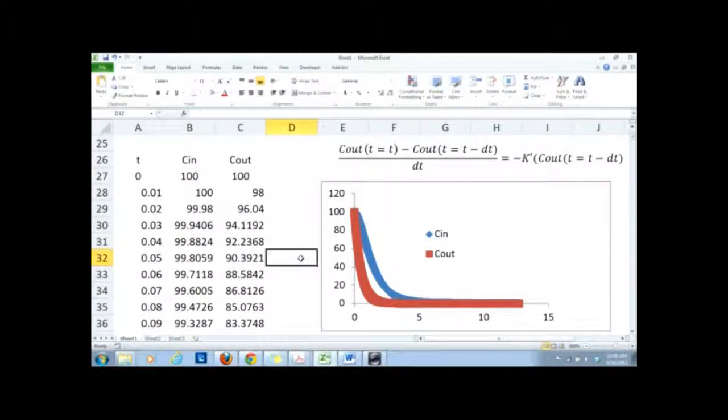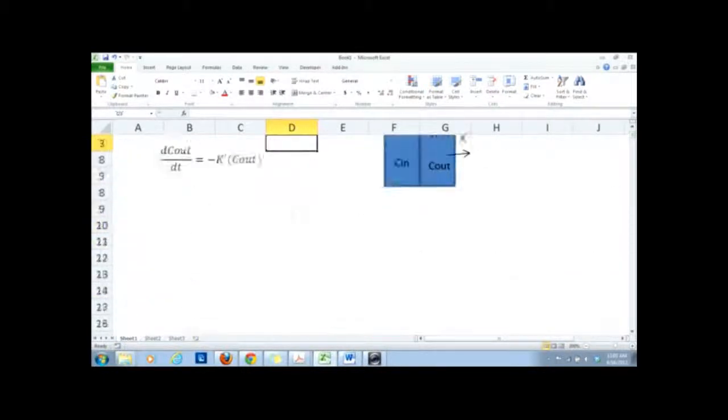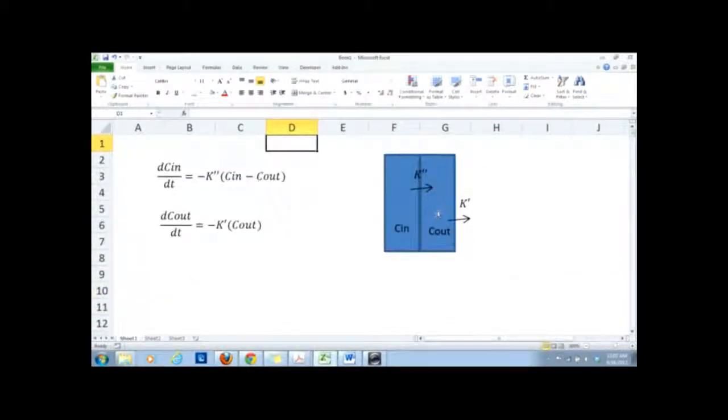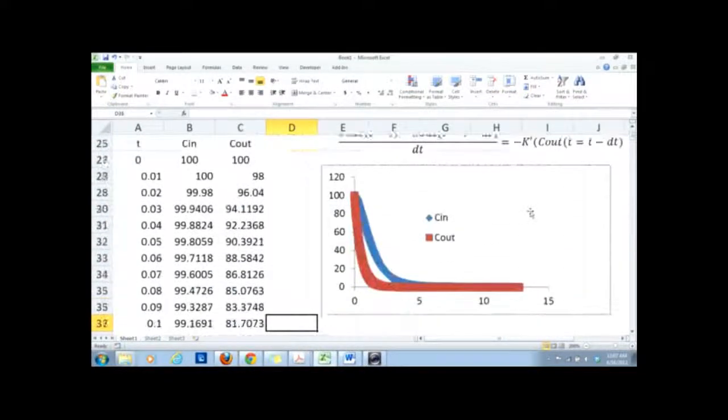But as you can see, these two curves go to 0, because if you look at our model, the diffusion is happening from the chamber to the open air, and open air is a sink, so everything will eventually evaporate and go to air, so everything will be consumed. So concentration should go to 0. That means our model is working.